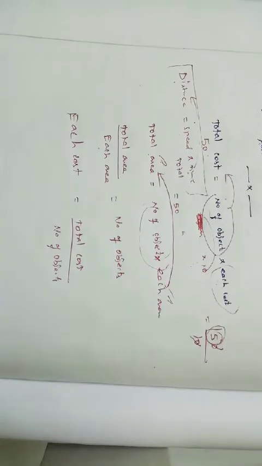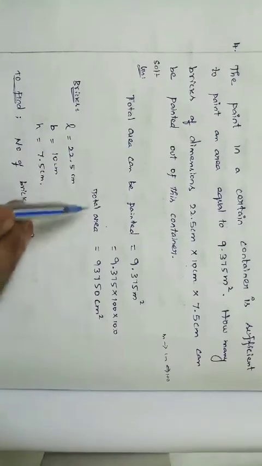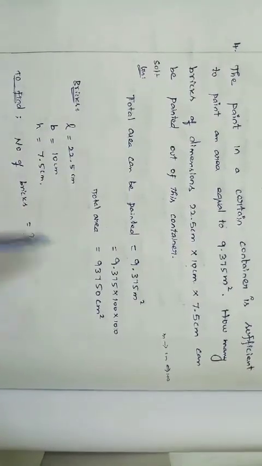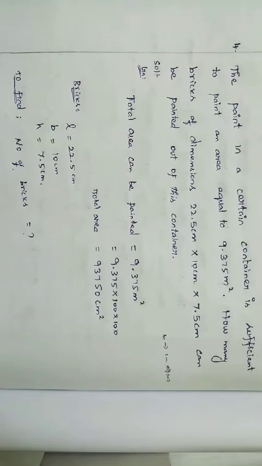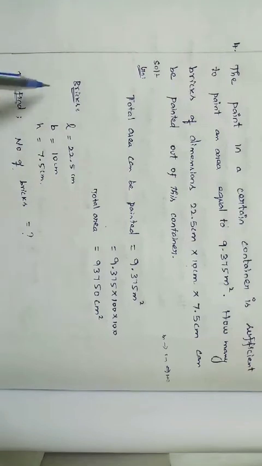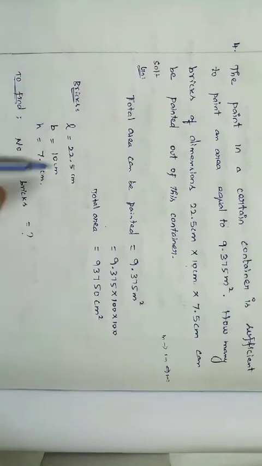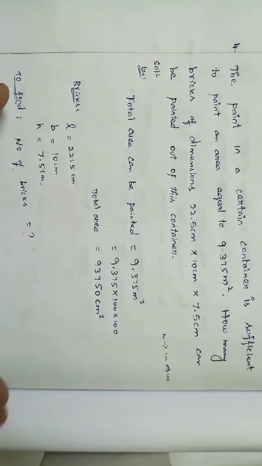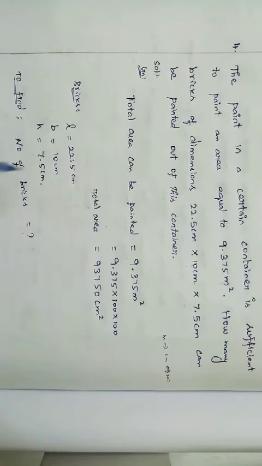Now we'll go to the question. We have the total area in terms of centimeter square, and we want to find the number of bricks. So we still need each area. For finding the area of a brick, we have length, breadth, height. Length, breadth, height means the shape is a cuboid.